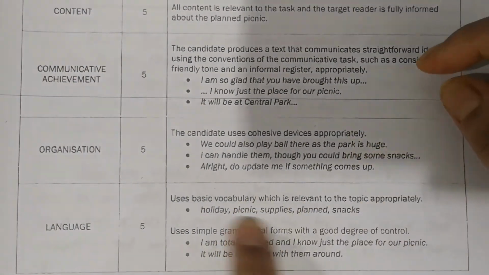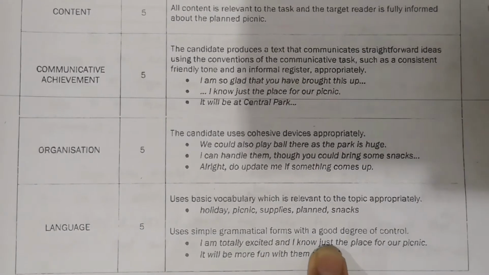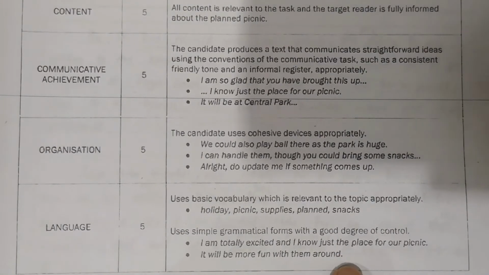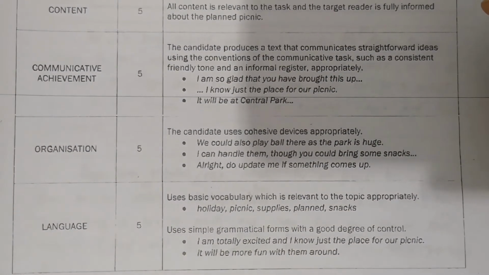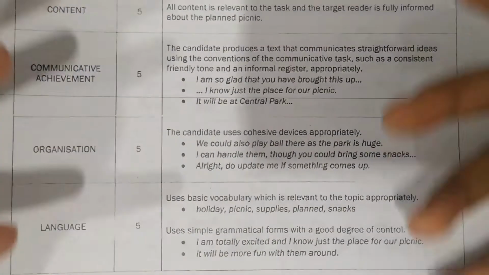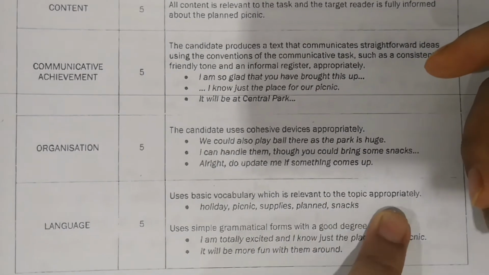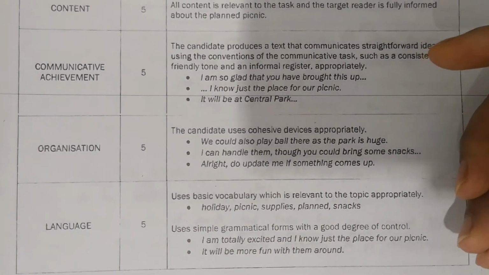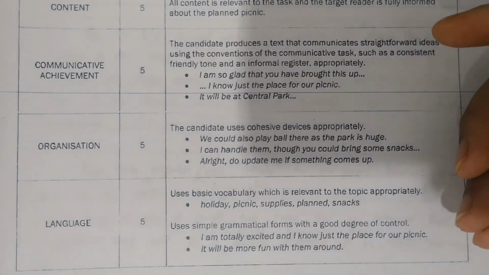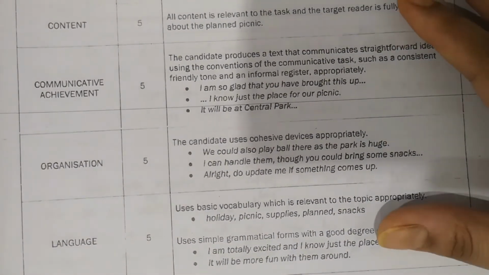And last one is language. We will reward you based on your vocabulary and your grammatical forms, meaning that you are in control of your grammar. You have no problem with writing complex sentences, or even your simple sentences are fine as long as your grammar is good, and also your vocabulary shows that you know more about the topics. Okay, or appropriate vocabulary for the topics like holiday, picnic, supplies, planned, and snacks. Okay, you will overall get 5, 5, 5, 5. That will make it 20 full marks for part 1.